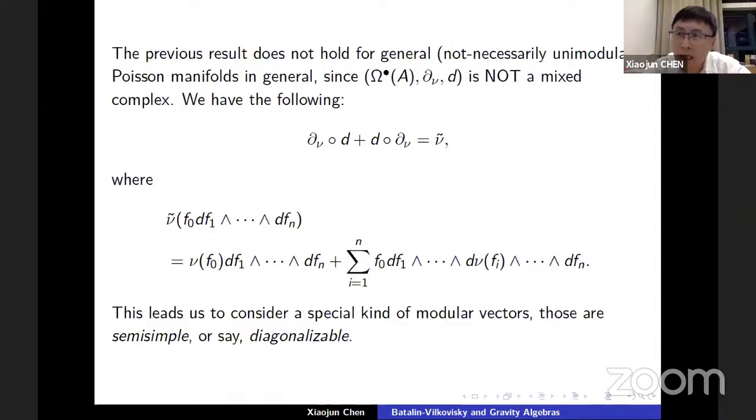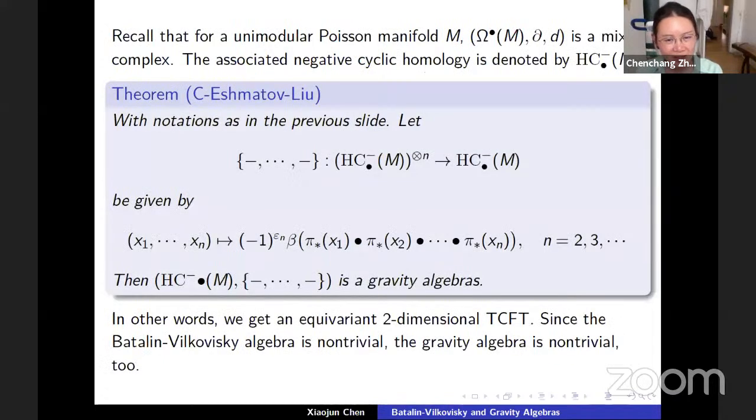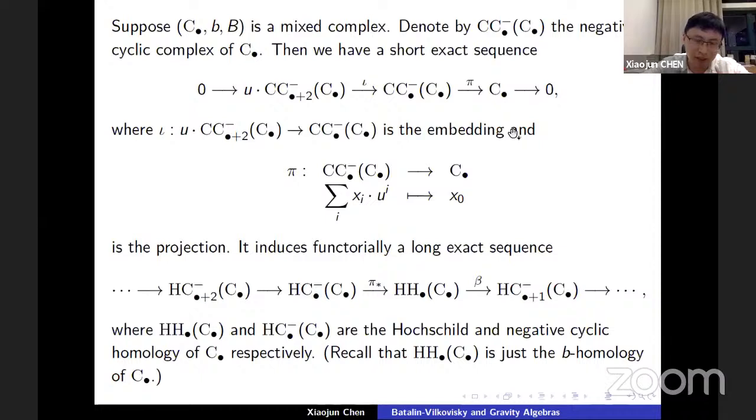Xiao-Jun, where is the equivariancy? You are saying that the gravity algebra is the equivariant version, so where is the equivariancy? It comes from, if you study cyclic homology and Hochschild homology, usually the Hochschild homology computes the homology of the loop space. And the equivariant one, the negative cyclic homology, computes the equivariant homology of the loop space. So now this is parallel to that.